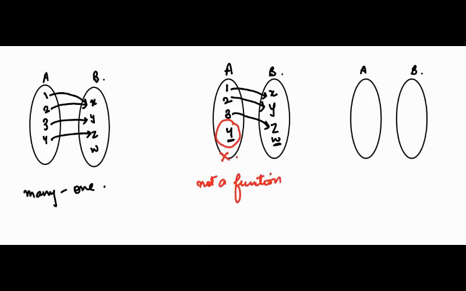Again, if I have elements in A as 1, 2, 3 and 4 and elements in B as X, Y, Z and W, where 1 has image X and 1 has image Y, then this will not be a function. Why? Because 1 has more than one image, that is, the image is not unique.